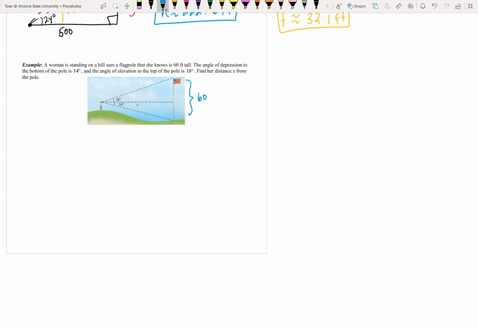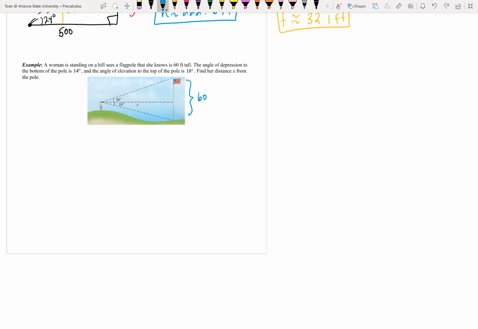She knows that. The angle of depression to the bottom of the pole is 14 degrees. It's already marked in our picture. And the angle of elevation to the top of the pole is 18 degrees. It's already marked in our picture. Find her distance x from the pole. So we need to find this length here.